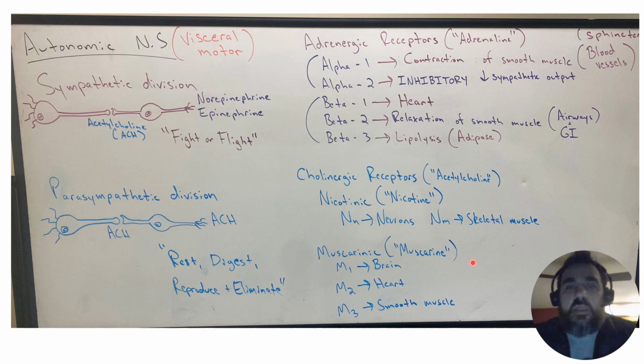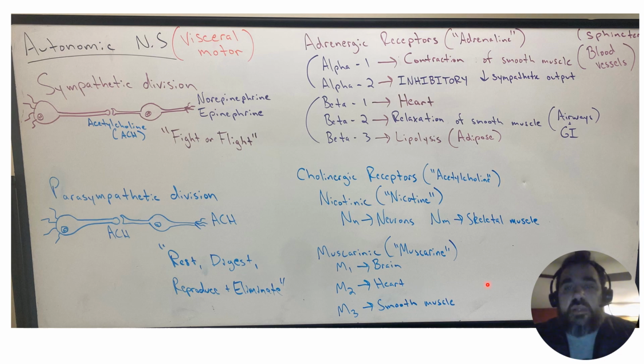Then muscarinic receptors: we have M1, M2, and M3. M1 are found in the brain, so it's acetylcholine activity in the brain, much different than acetylcholine activity in skeletal muscle. We see this especially in Alzheimer's disease, where people have decreased acetylcholine activity. So a lot of drugs they try to use for Alzheimer's are acetylcholinesterase inhibitors to increase acetylcholine activity in the brain. M2 receptors are on the heart, so if we stimulate these, we're going to have negative chronotropic effects, meaning decreased heart rate.